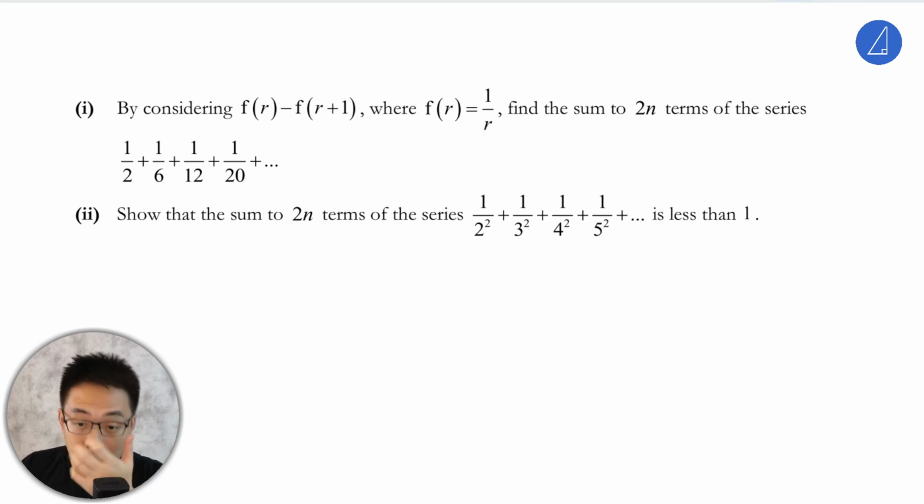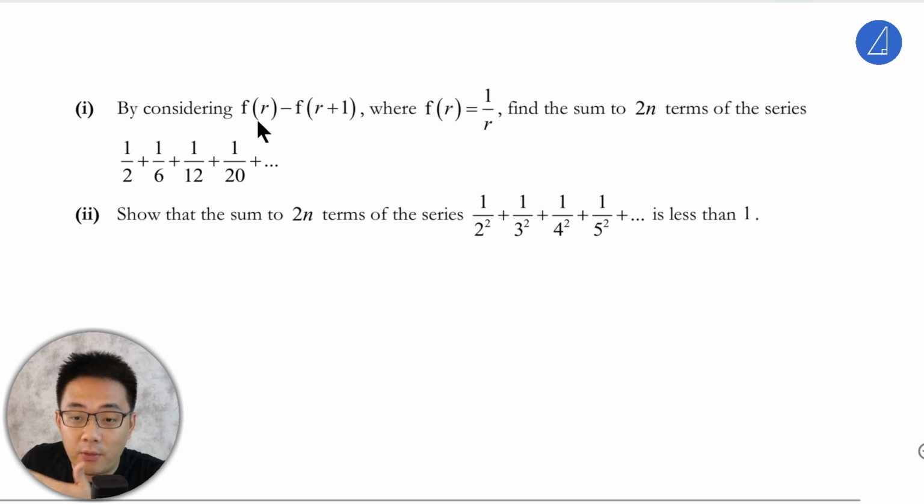So let's look at this question here. By considering f(r) minus f(r+1), this is actually 100% of the time a matter of difference, because it is the difference between two neighboring terms, okay? So f(r) is 1 over r. Find the sum of 2n terms of the series, this over here.